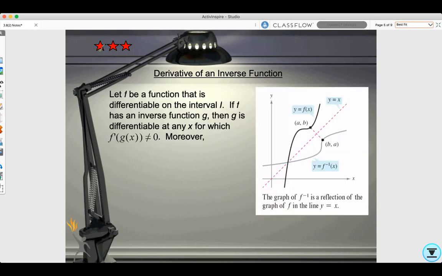Let f be a function that is differentiable on the interval I. And if f has an inverse, function g, then g is differentiable at any x for which f prime of g of x does not equal 0. Moreover, g prime of x equals 1 over f prime of g of x, where f prime of g of x does not equal 0. And then in Leibniz notation, dy/dx equals 1 over dx/dy, or dy/dx times dx/dy equals 1.